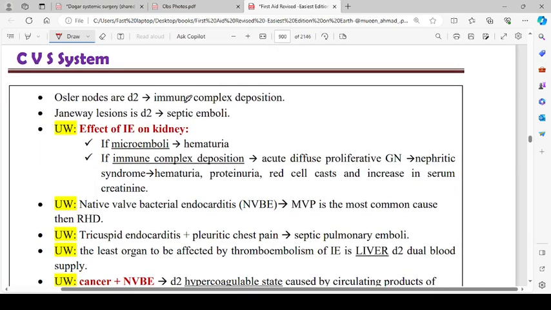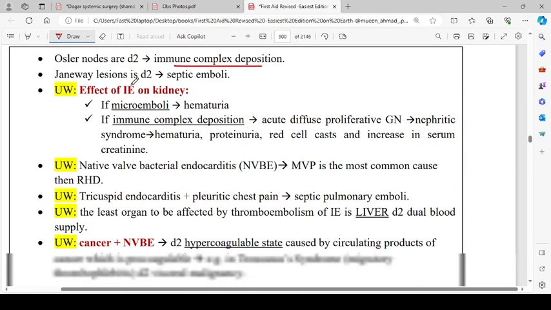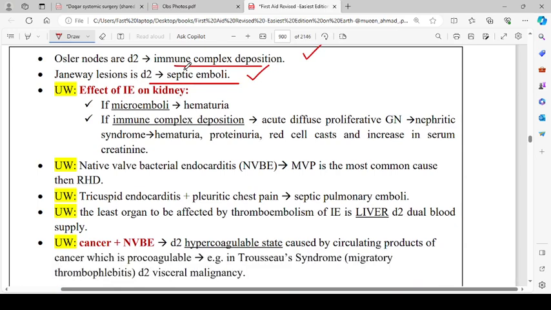Osler nodes are due to immune complex deposition. JNV lesions are due to septic emboli. So you have to remember the pathogenesis. Like septic emboli, when they come and clog the blood vessels, they form Janeway lesions and they are not painful. Osler nodes are due to immune complex deposition and they are on the fingertips and they are painful.